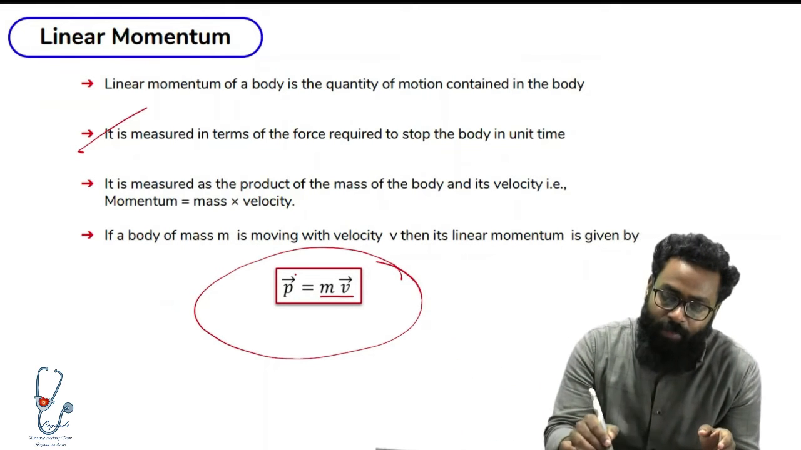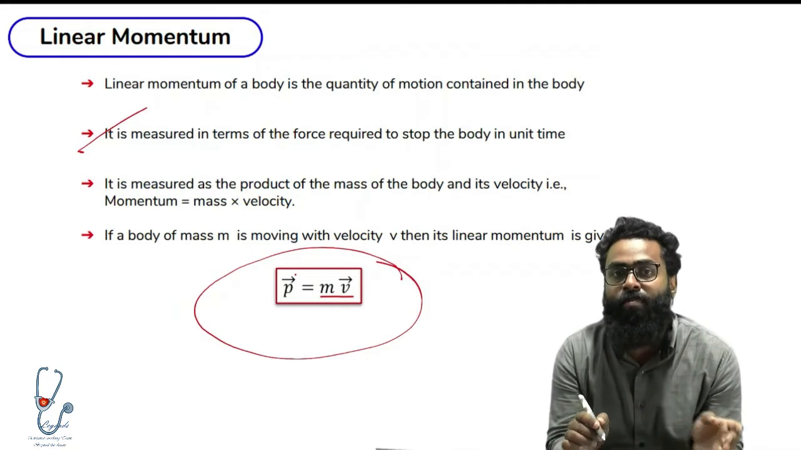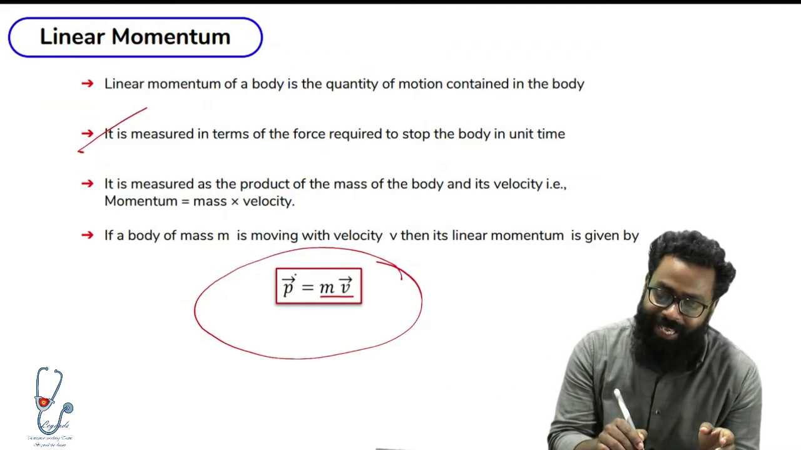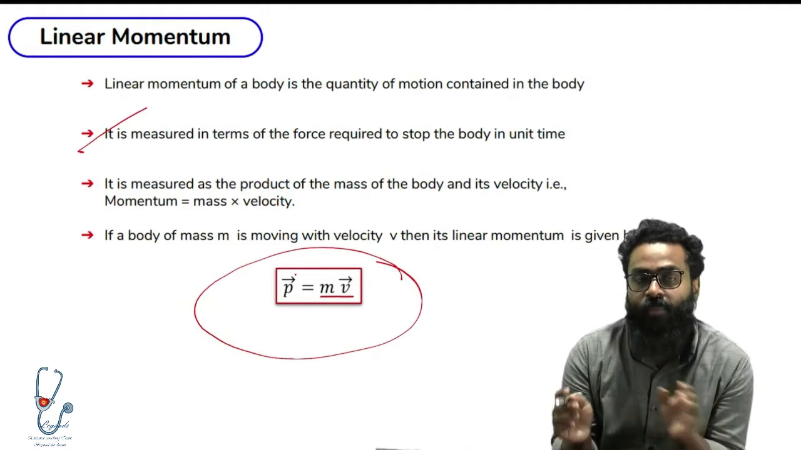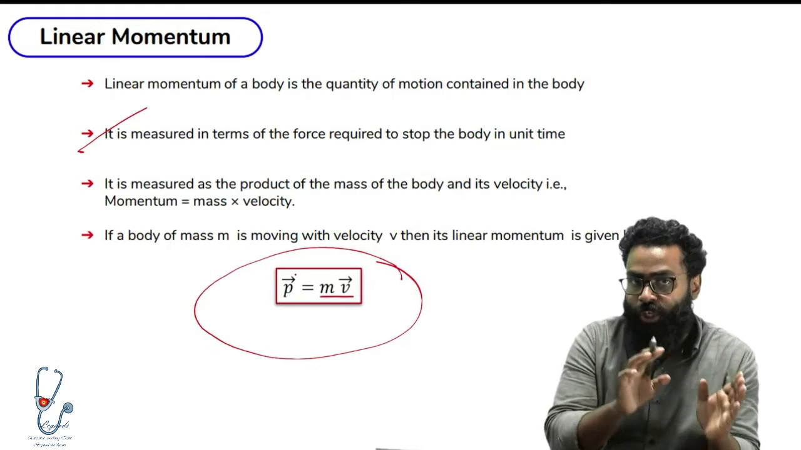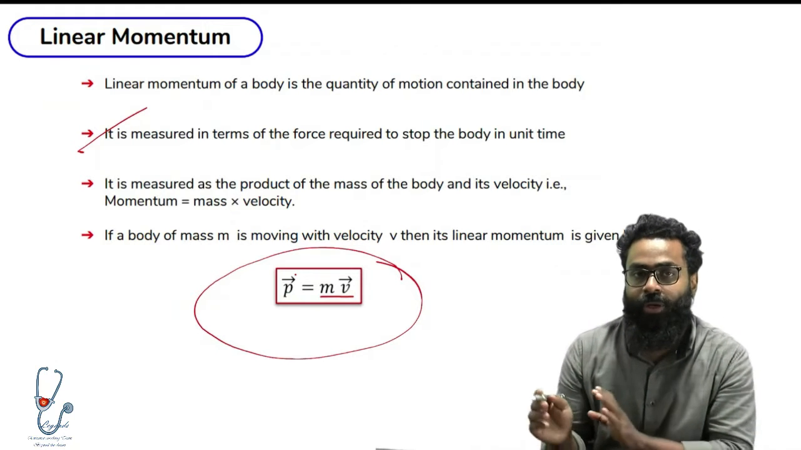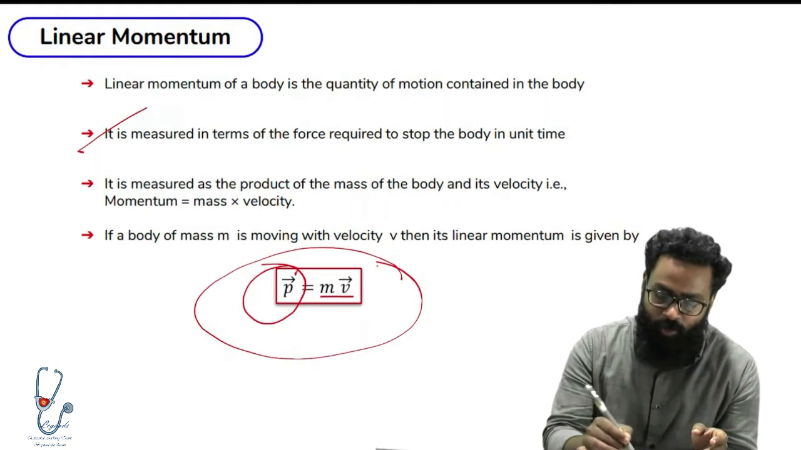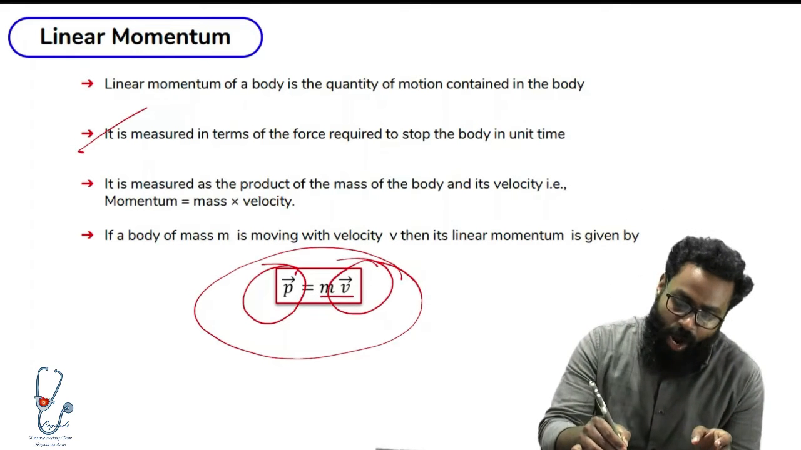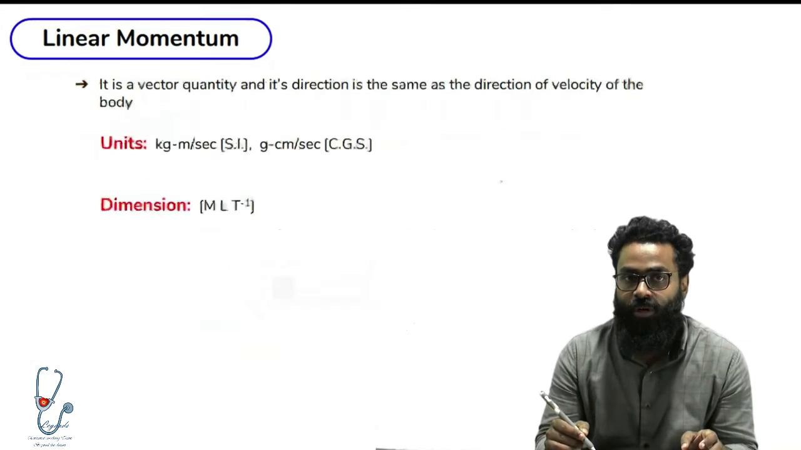That is momentum: linear momentum is equal to mass into velocity. If a body has mass m and velocity v, we can represent its linear momentum as P is equal to m into v, where P is a vector quantity and velocity is also a vector quantity.